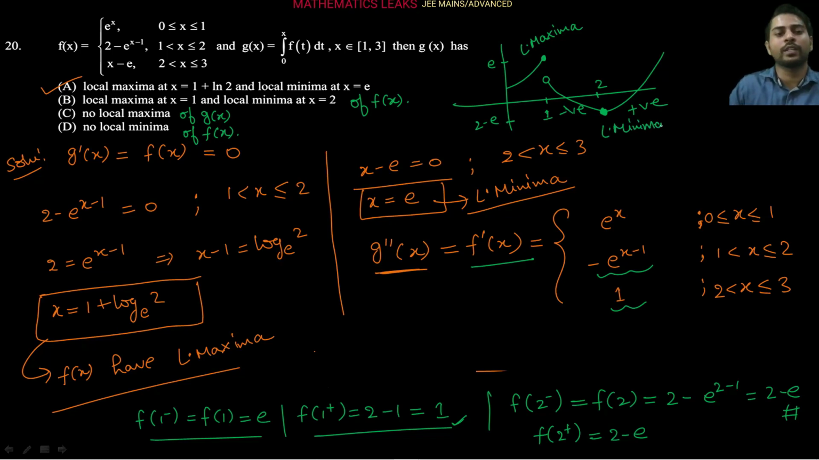So in this situation, the second option is also correct. Now for C, they are saying no local maxima of g(x). For g(x) we already get one local maxima and one local minima, so C is absolutely wrong. And about D, no local minima for f(x), that is also wrong here. For f(x), in the second option we already get one local minima, so option D is also wrong.